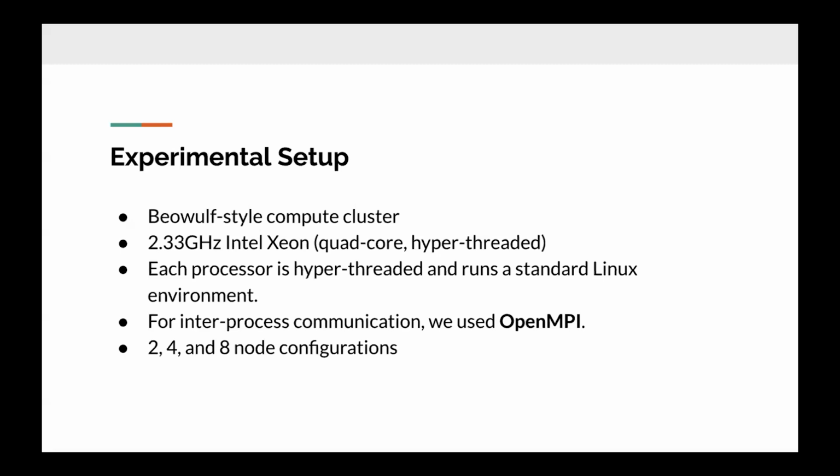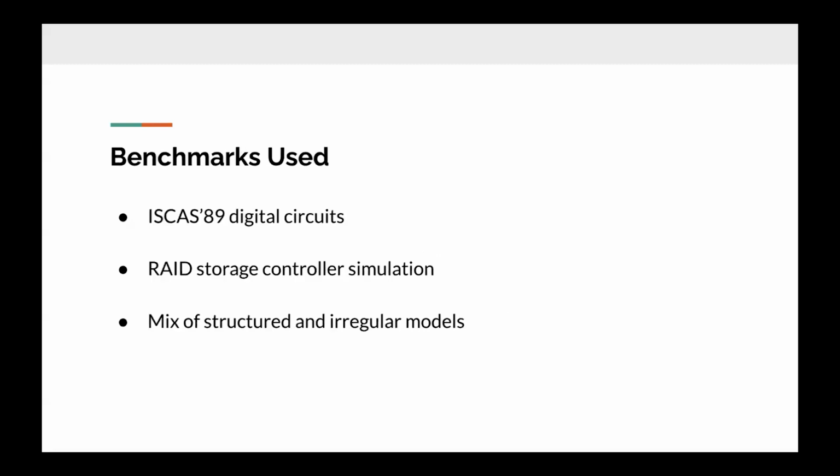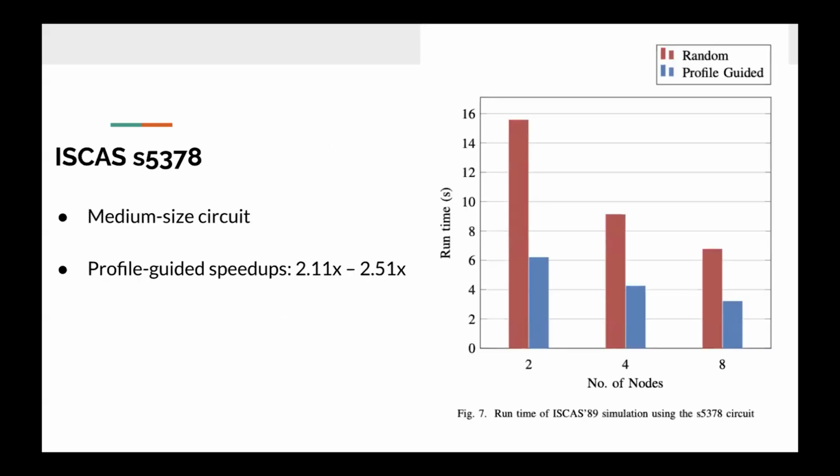This setup gave us a fair and robust basis for comparison and allows us to isolate the impact of partitioning on performance. The benchmarks we used are ISCAS 89 digital circuits and a RAID storage control simulation, a mix of structured and irregular models. We used medium circuits, S5983 and S5378, which are medium sized circuits. And we tested these circuits on 2, 4, and 8 node configurations.